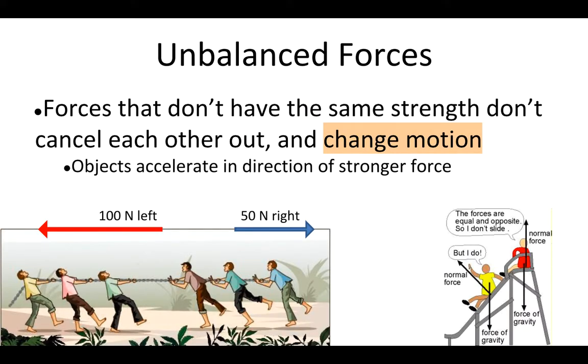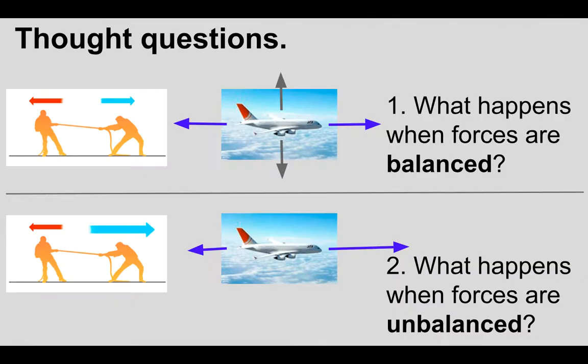Unbalanced forces. Forces that don't have the same strength and don't cancel each other out. So they do change which direction the object goes. The objects accelerate. Accelerate means go faster in the direction of the stronger force. So this group that's on the left will be bringing the group that's on the right towards the left.